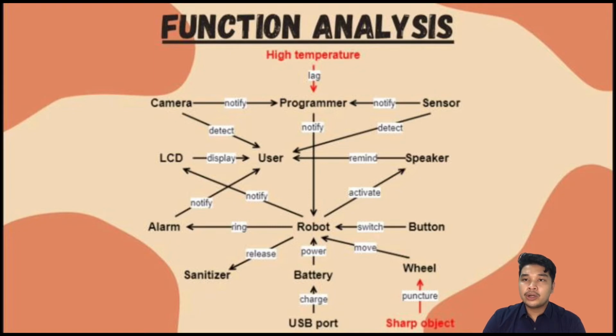And for the robot, it is powered up using battery, which is charged up by USB port. The robot will release hand sanitizer. The robot will ring the alarm. The robot is turned on by using a button, and the robot is able to move using a wheel, which is able to be punctured by sharp object. That is all. Thank you.